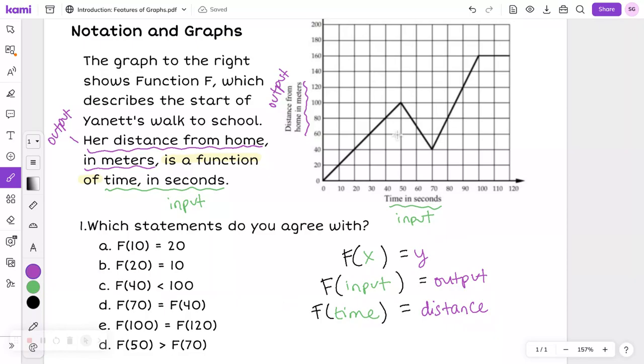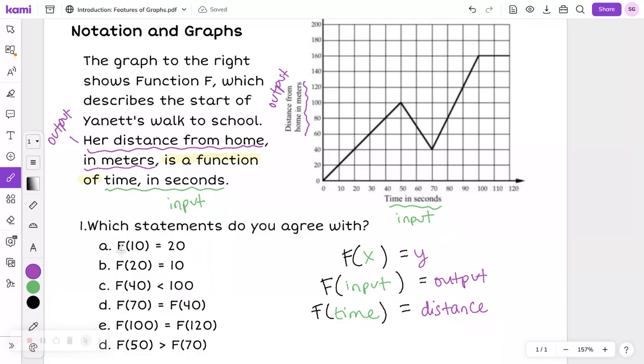We've got, when you're looking at function notation, what's in your parentheses is always your input. Here it's going to be what's on our x-axis, which represents time. And then what comes after that equal sign is your output. We're going to find that on our y-axis, and it's going to be describing distance. This is really helpful when I'm looking at these statements.